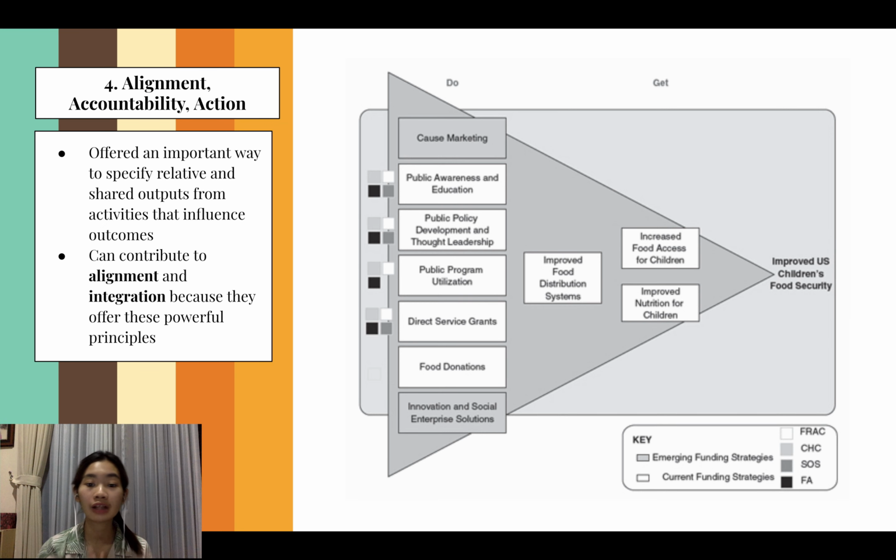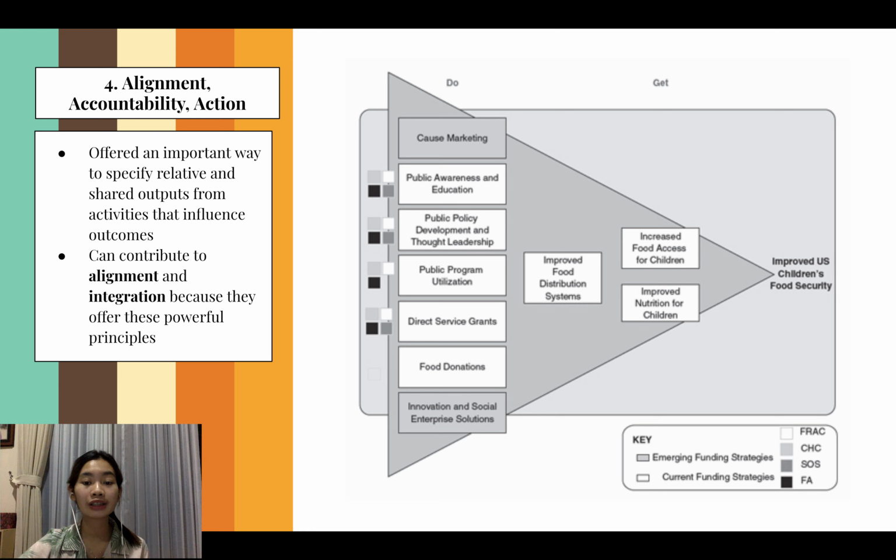And lastly, we have alignment, accountability, and action. It offers an important way to specify relative and also shared outputs from activities that influence the outcome itself. Therefore, with a clear picture, the foundation staff can also better manage and emphasize within strategies that could help lead as the context for anti-hunger efforts changes. It can also contribute to alignment as well as indications because they offer these powerful principles.